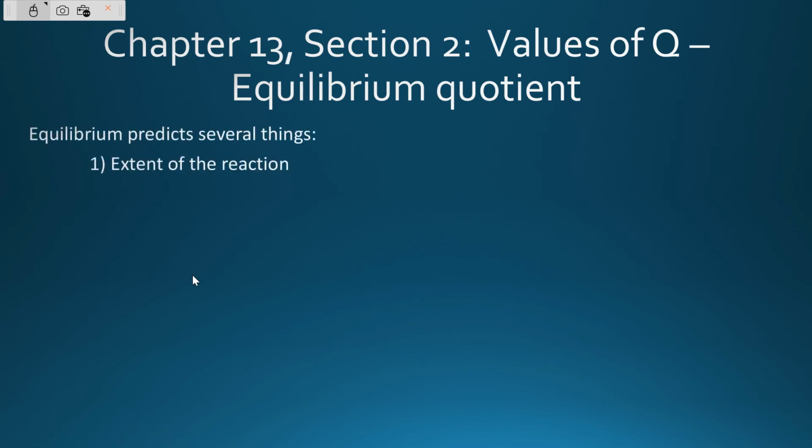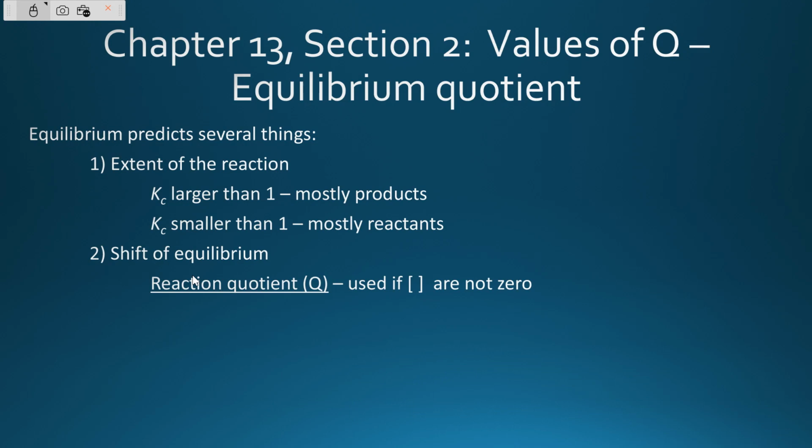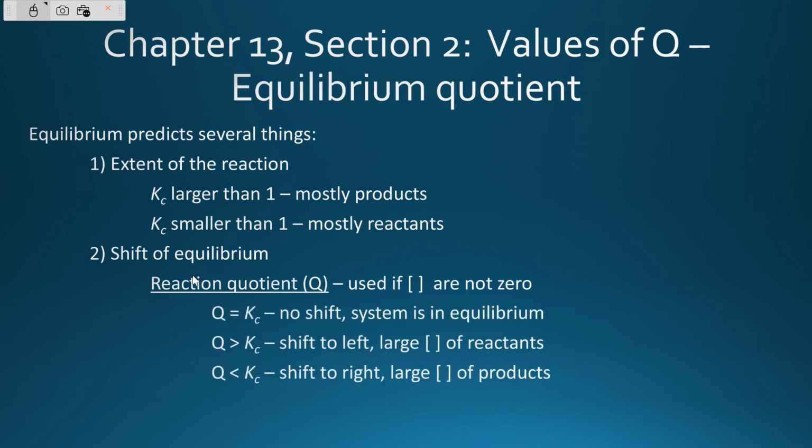What we're doing with equilibrium constants is predicting several things, like how far the reaction is going to go in terms of products or reactants. A large K value or a small K value means mostly products or mostly reactants. But what does a K value mean in terms of direction? If it's mostly products, it's going to the right, and with a small K value it's mostly to the left. We can also figure out that direction by using my reaction quotient. If we're not at equilibrium, we calculate our Q value to tell us which direction the reaction is going.